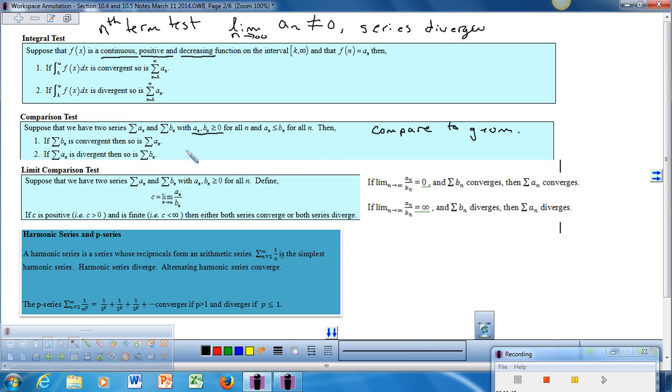All right, so let's read it. It says, suppose that we have two series, a sub n and b sub n, and they're both positive, and a sub n is less than b sub n everywhere. So each term in a sub n is less than each term in b sub n everywhere. If b sub n converges, then a sub n converges, and if a sub n diverges, then b sub n diverges. So let me give you some pictures to help you understand what's going on here.